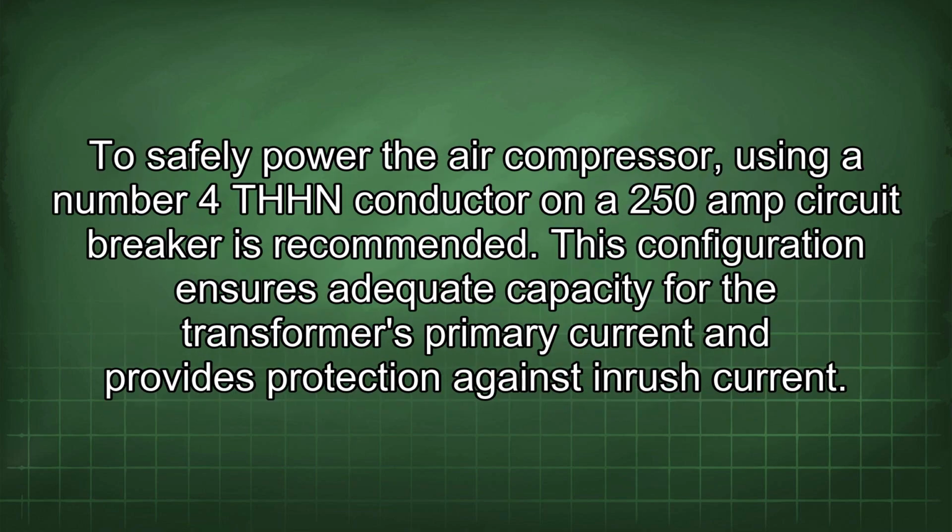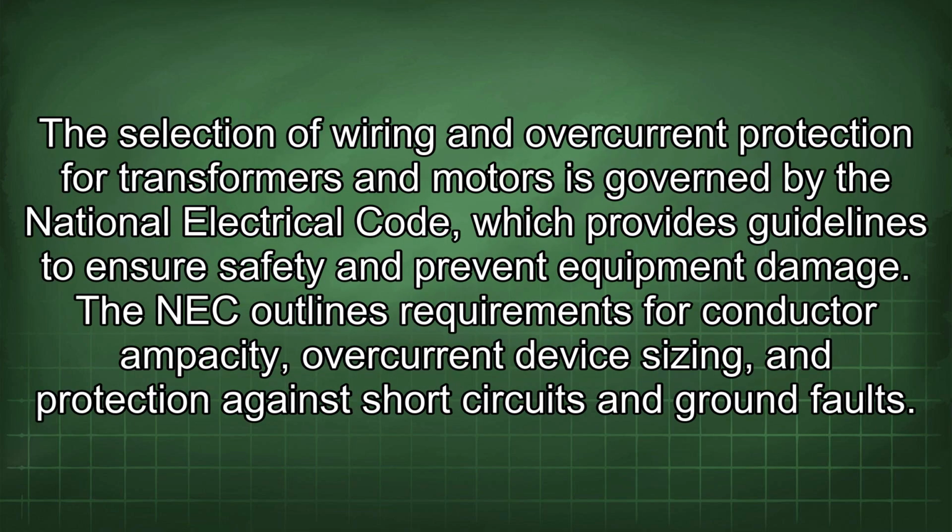To safely power the air compressor, using a number 4 THHN conductor on a 250 amp circuit breaker is recommended. This configuration ensures adequate capacity for the transformer's primary current and provides protection against inrush current. The selection of wiring and overcurrent protection for transformers and motors is governed by the National Electrical Code, which provides guidelines to ensure safety and prevent equipment damage. The NEC outlines requirements for conductor ampacity, overcurrent device sizing, and protection against short circuits and ground faults.